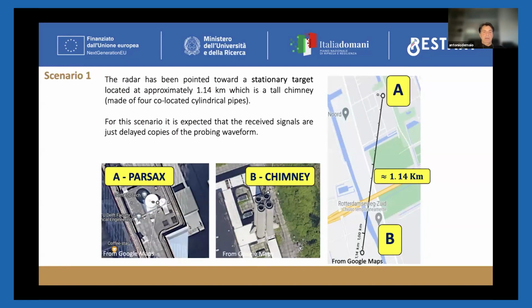Scenario number 1, the radar has been pointed toward a calibration target, which is a stationary target. It was located at approximately 1.14 kilometers. And this target is a tall chimney made of 4 collocated pipes. You can see it also in this figure, which is reported in the slide. Of course, for this scenario, it is expected that the received signals are just delayed copies of the probing waveform.